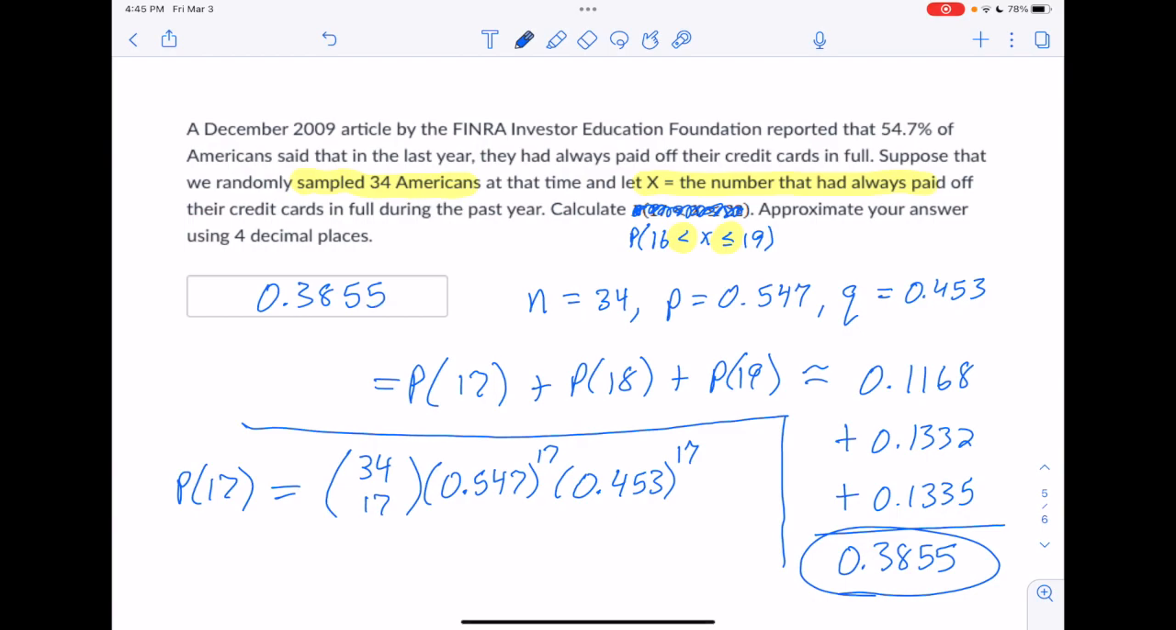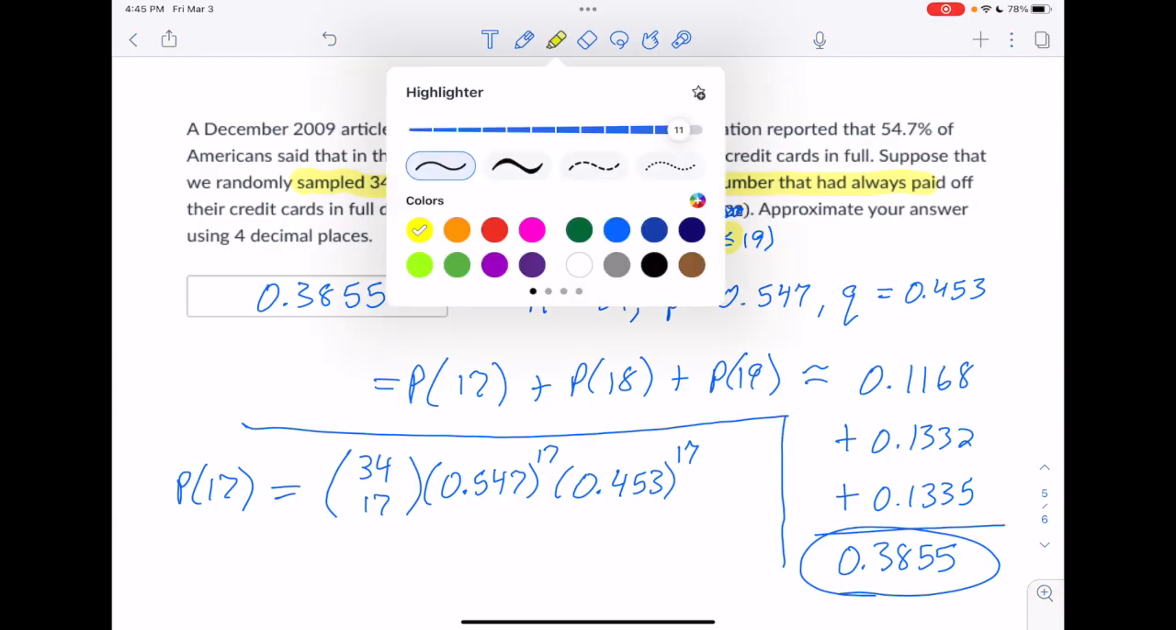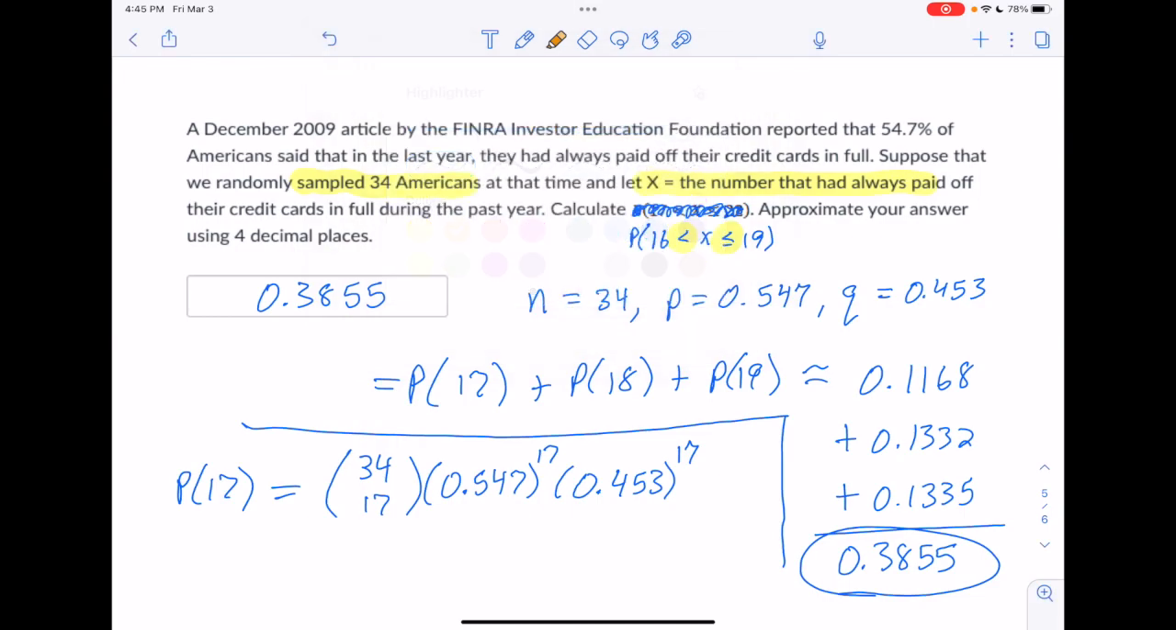So a few keys. One, really paying attention to these symbols at the beginning. Less than, strictly, means we don't include the 16, so we started at 17. Less than or equal means we did include the 19, so that was part of our list, and then 18's in the middle too, so we got that thrown in there. So that's a key spot where this could go wrong.